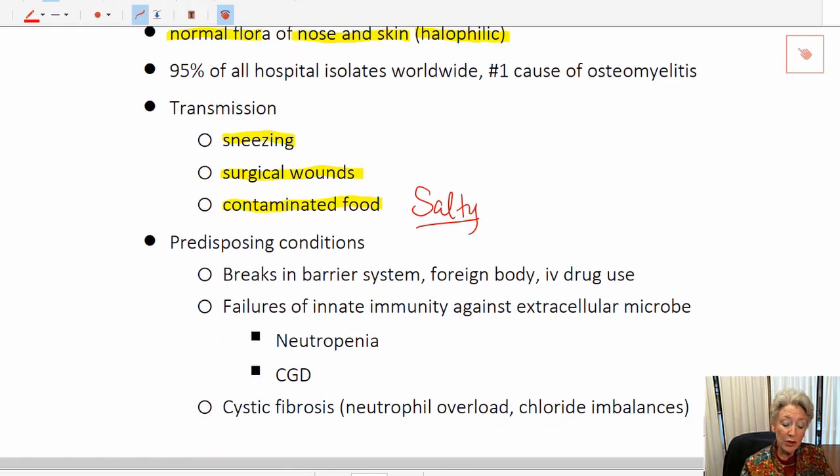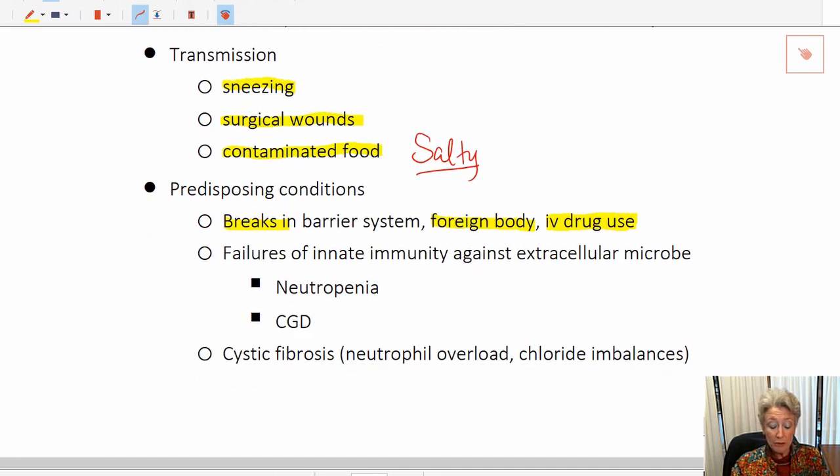Any problem that is going to cause an issue with my normal barrier systems, like breaks in the skin or foreign bodies or IV drug use, realize are going to allow the introduction of the normal flora into the body. And if you think about it, IV drug abusers tend to have more poor personal hygiene than other persons would. And so they would be anticipated to have a higher salt concentration on their skin, which can mean that I actually have more Staph aureus there than other normal flora organisms.